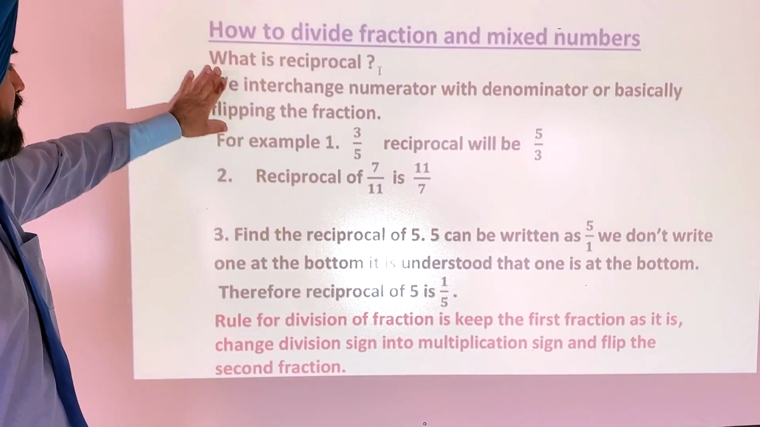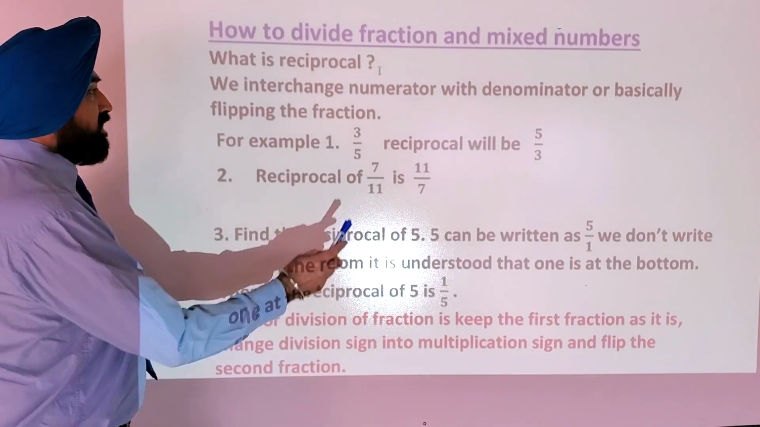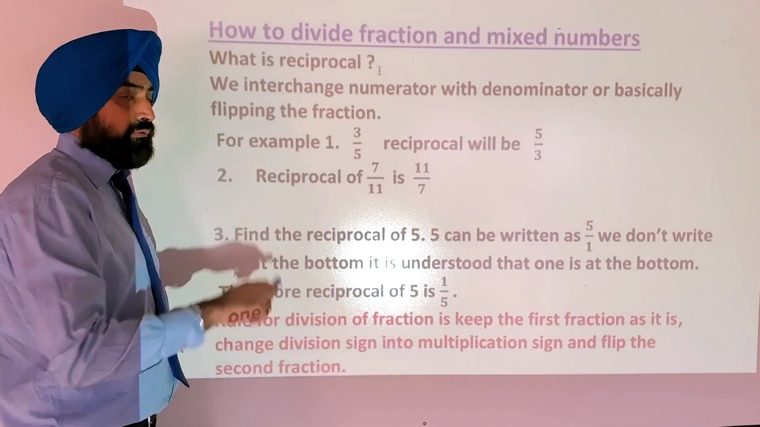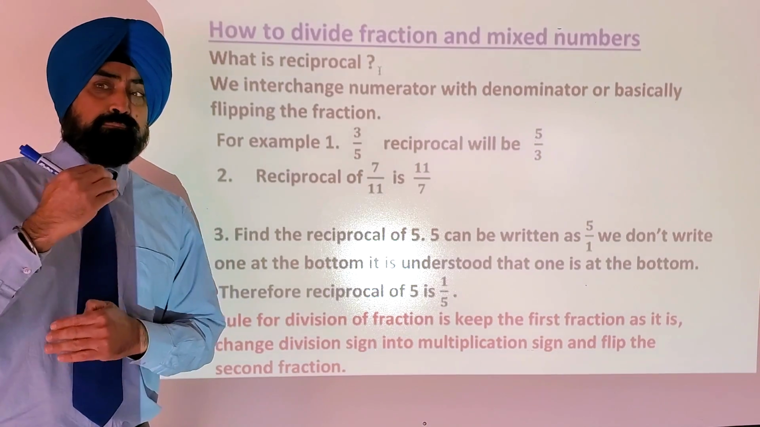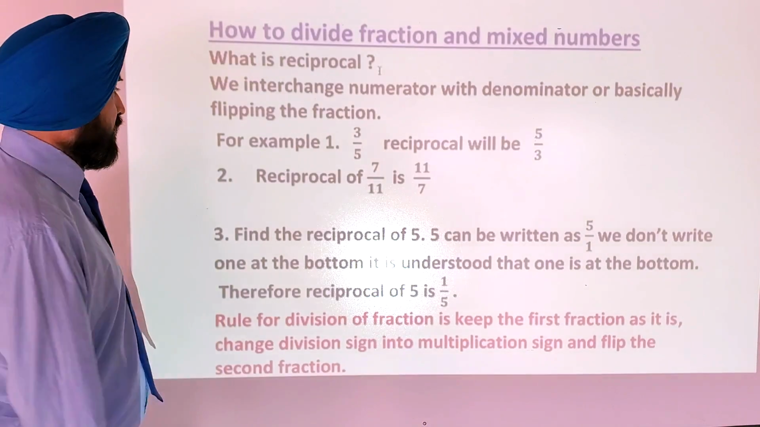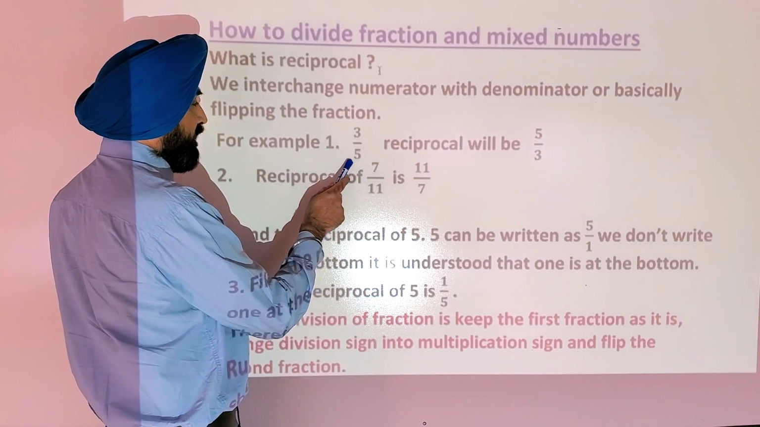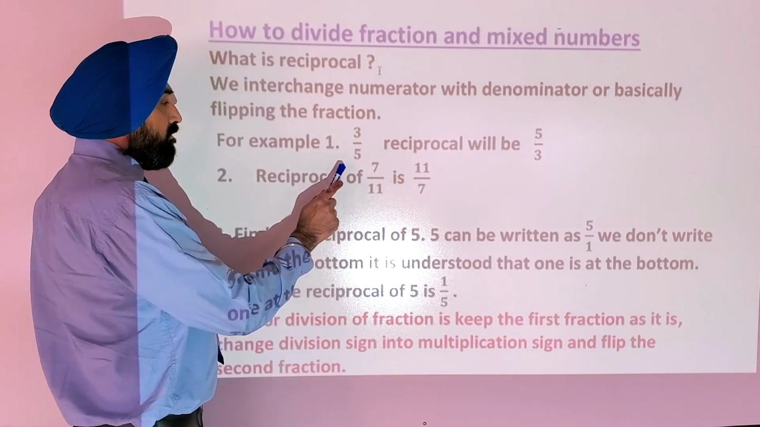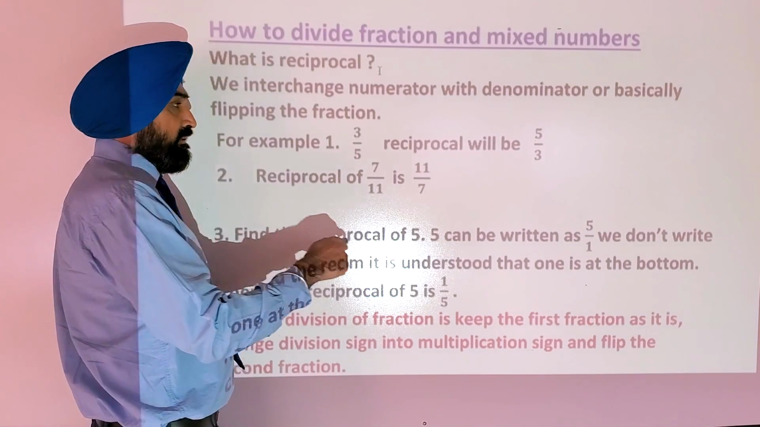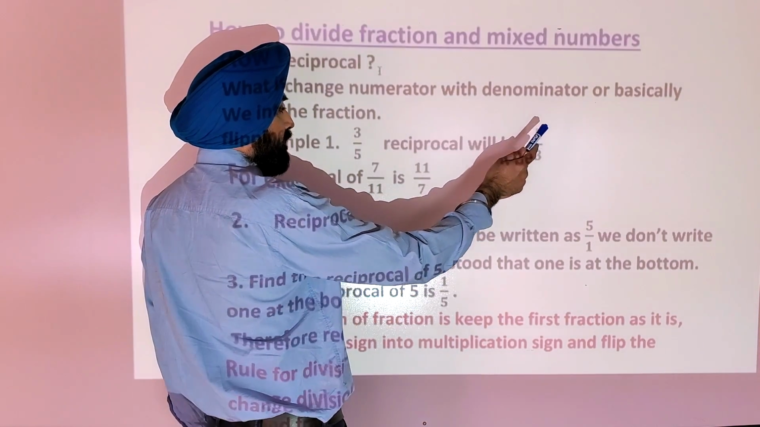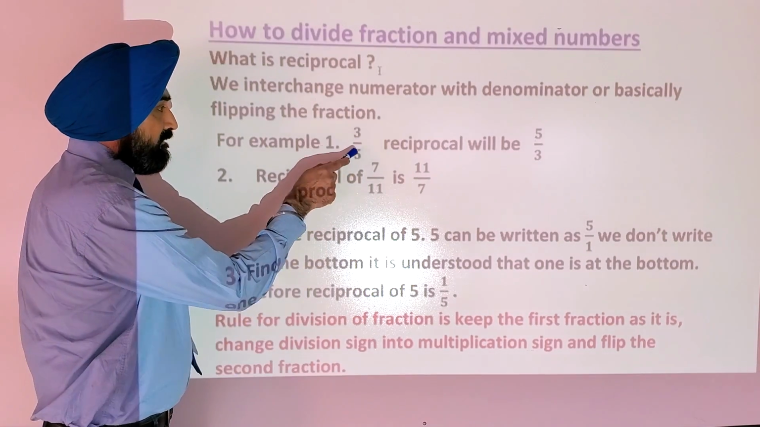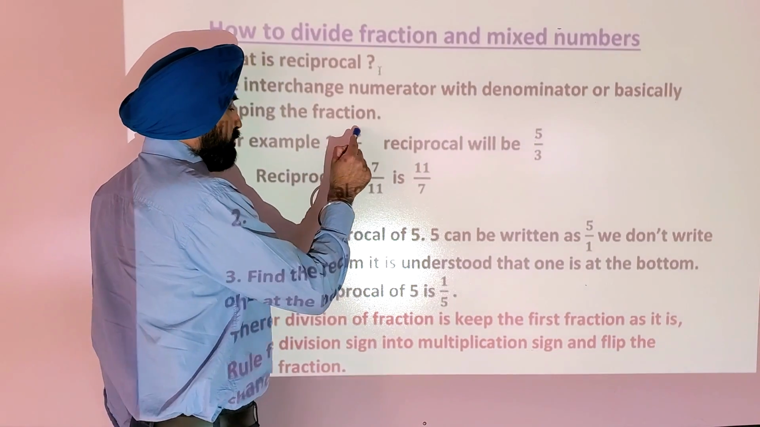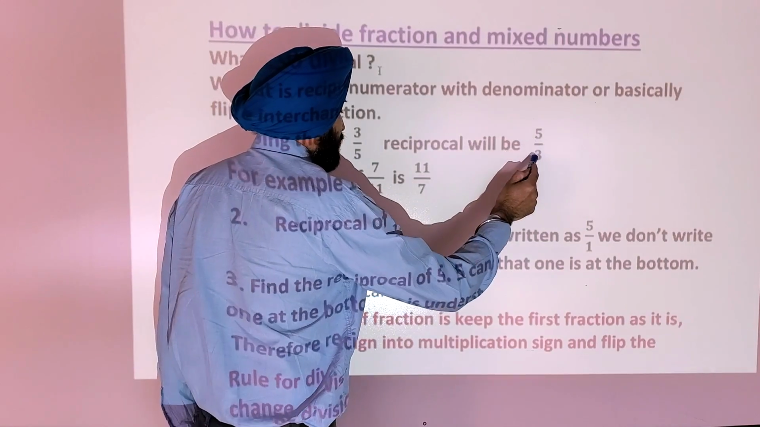The meaning of reciprocal is we interchange the numerator with the denominator, or basically you can say we are just flipping the fraction. For example, 3 over 5. The numerator is 3, the denominator is 5. We will interchange. Now 5 will become the numerator and 3 will become the denominator. So we are flipping. The reciprocal of 3 over 5 is 5 over 3.